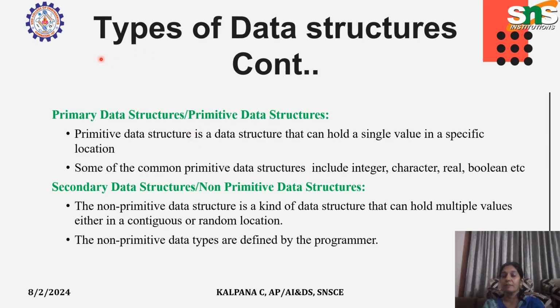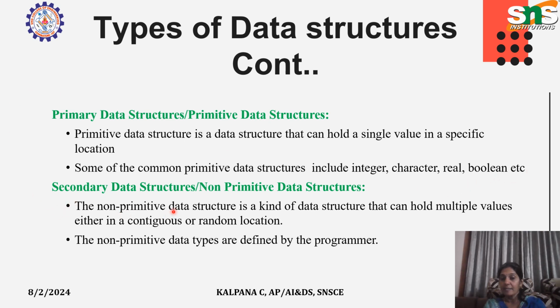Let's see a detailed explanation of types of data structures. The first we discussed is the primary data structure, or primitive data structure, which is nothing but inbuilt data types. It is a data structure that can hold a single value in a particular location. Some common primitive data types are integers, characters, real, boolean, float, etc.